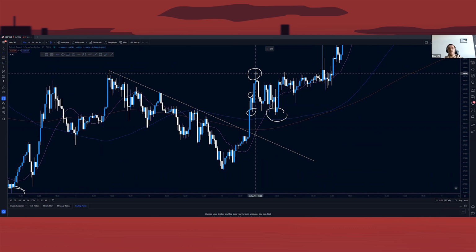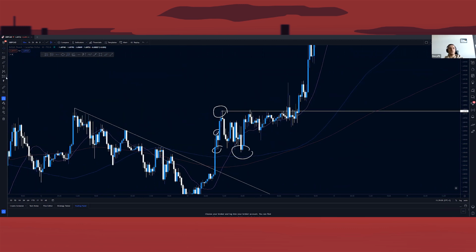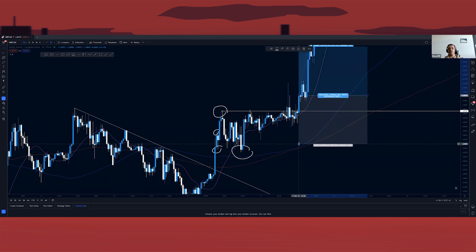Now I put an entry point here above. And as soon as the price closed above with some strong momentum, I would be entering. I would not be entering on this candle because this is not a strong bullish candle. I would be entering here. And this would be my trade.